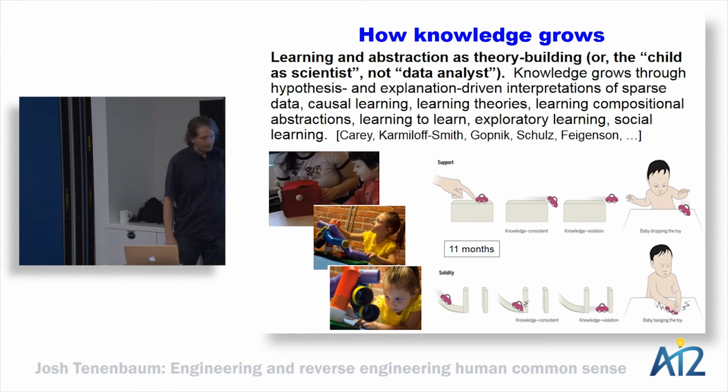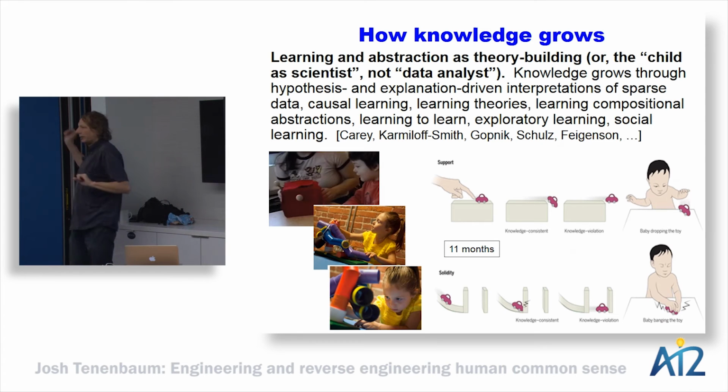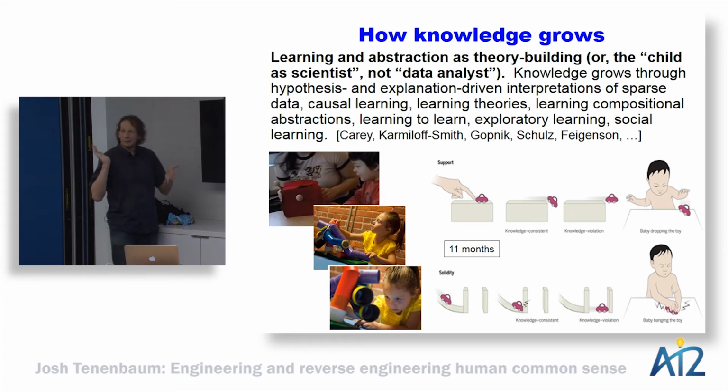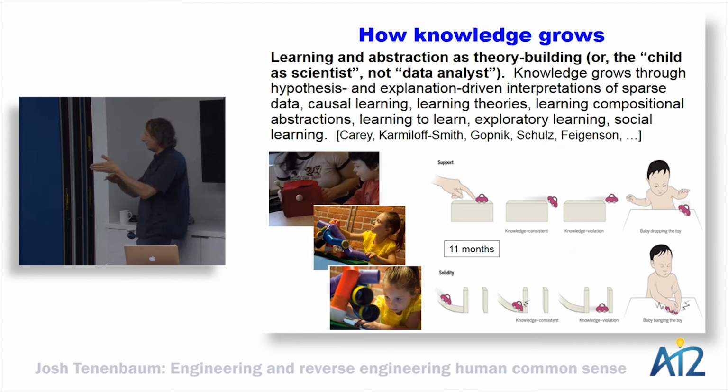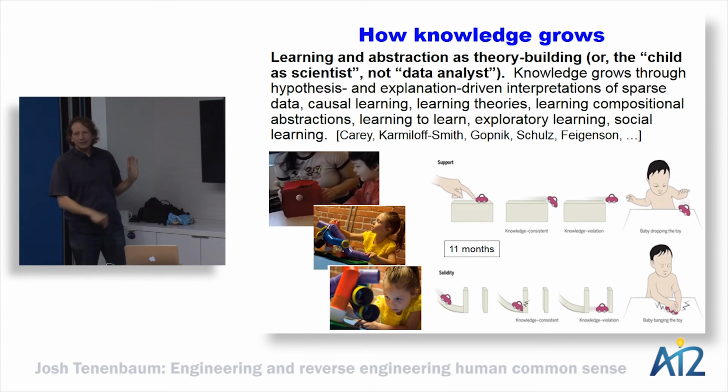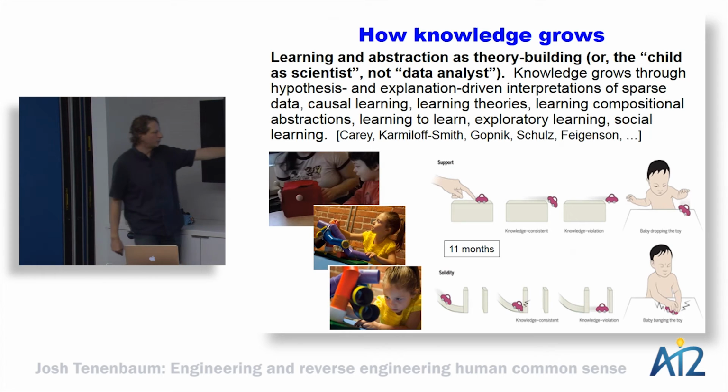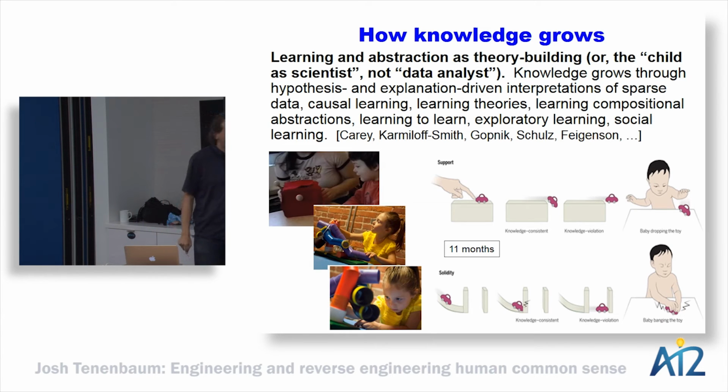Or here, they were violating the solidity idea, right? So the car rolls down a ramp and there's a wall, and either the expected thing happens, namely the car hits the wall and bounces off, or the unexpected thing happens, it goes through the wall to the other side. Okay. Then the key thing is they give the toy, the car, to the baby, and they see what happens.